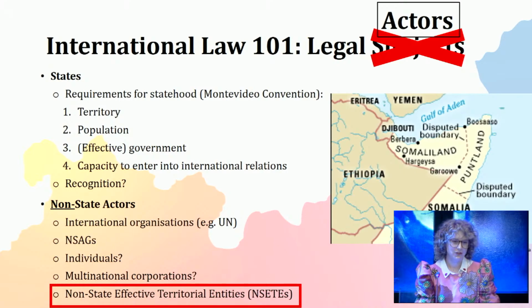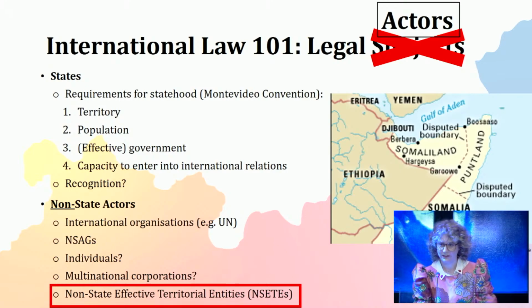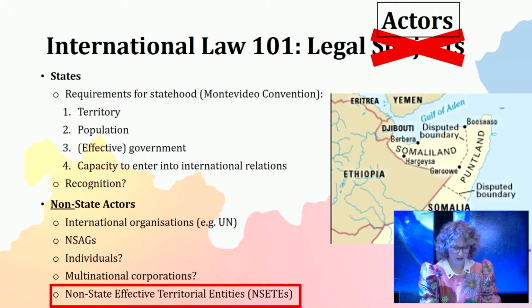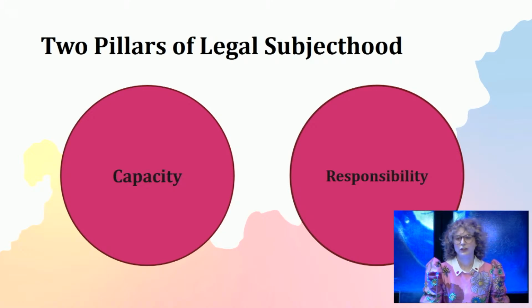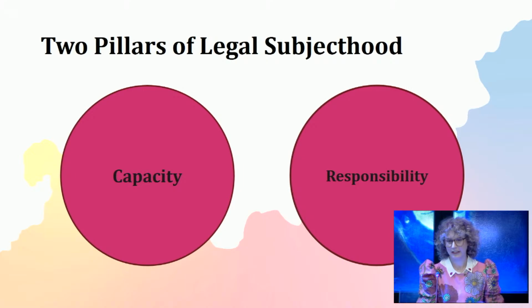Now, to give you a really technical definition, these are things that look and feel kind of like states, but aren't states as we understand them in international law. So, what did I investigate? What does this mean? There are essentially 2 pillars of legal subjecthood: capacity and responsibility. Capacity means the ability to take on rights and obligations, whereas responsibility means the ability to be held accountable or responsible for violations or breaches of international law.